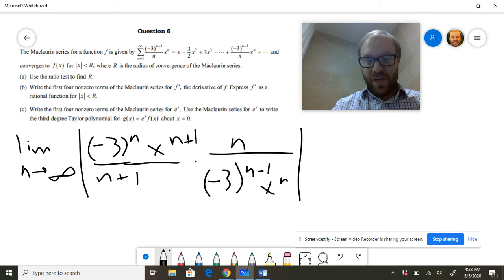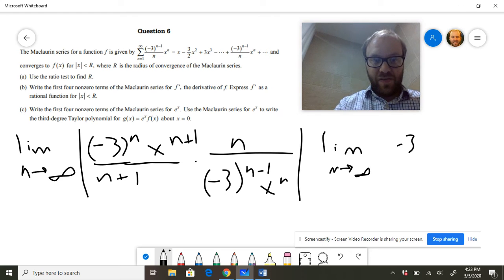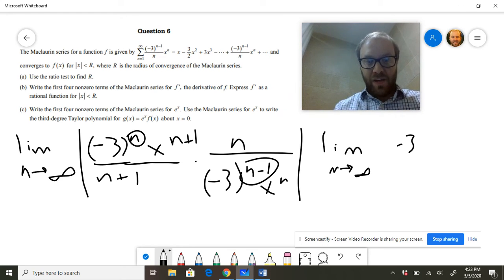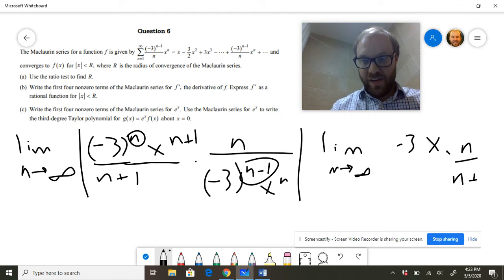everything is going to cancel here except we're going to be left with the limit as n approaches infinity. You're going to be left with just a negative 3, because you've got one more negative 3 in the top than in the bottom. You're going to be left with just a single x in the top. And I'm going to leave the n over n plus 1 here for a second, okay?